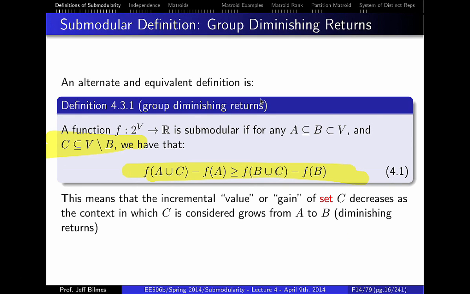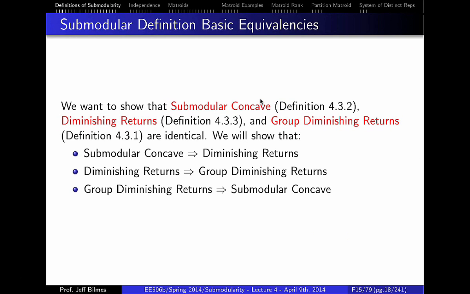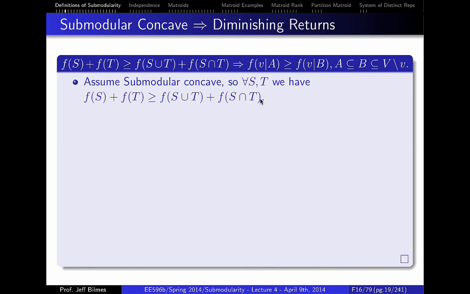But what we want to do is show that these properties are identical to each other. Namely, we want to show that submodular concave is the same as diminishing returns, which is the same as group diminishing returns. We're going to do this by proving this triangle cycle, this set of implications: submodular concave implies diminishing returns implies group diminishing returns, and lastly, group diminishing returns implies submodular concave. So let's start with submodular concave implies diminishing returns.